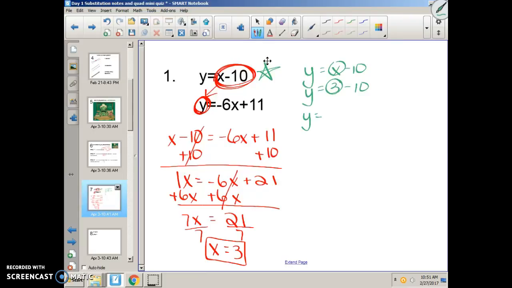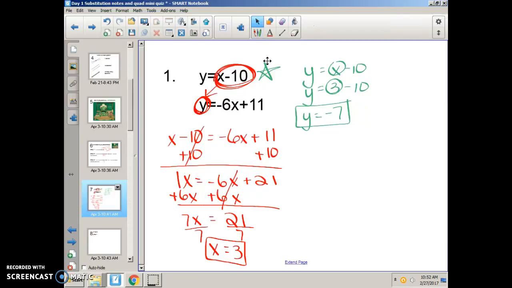Well, that's pretty easy math. 3 minus 10 is negative 7, which means that that is what y equals. x is equal to 3, y is equal to negative 7. And if I was to plug those numbers into that equation, it would work out to balance each other on both sides. Pretty cool.